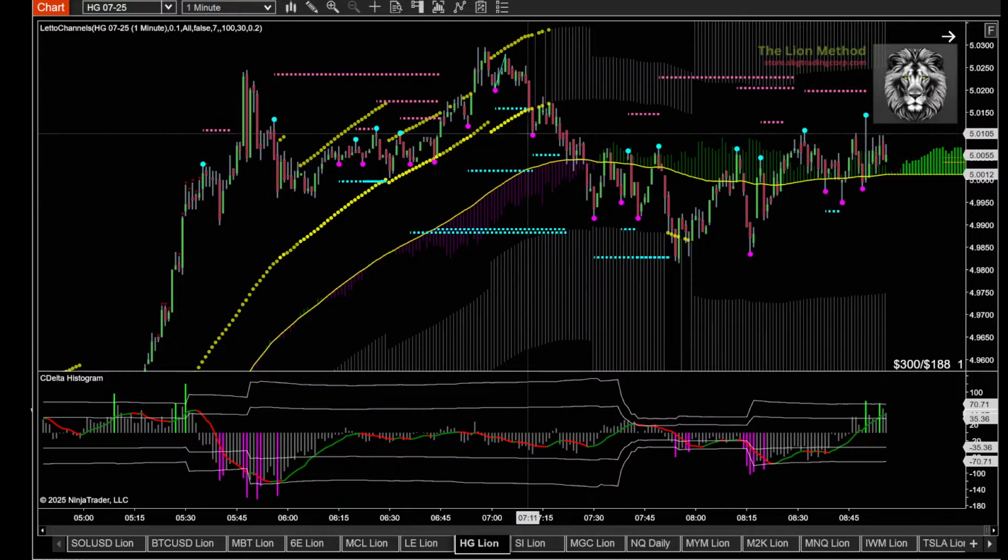Now, you could have taken both trades. You could have taken this trade, and you could have taken this trade too, and gone short here and hit the target there. So there's a couple of different options here, but all of them hit their target.